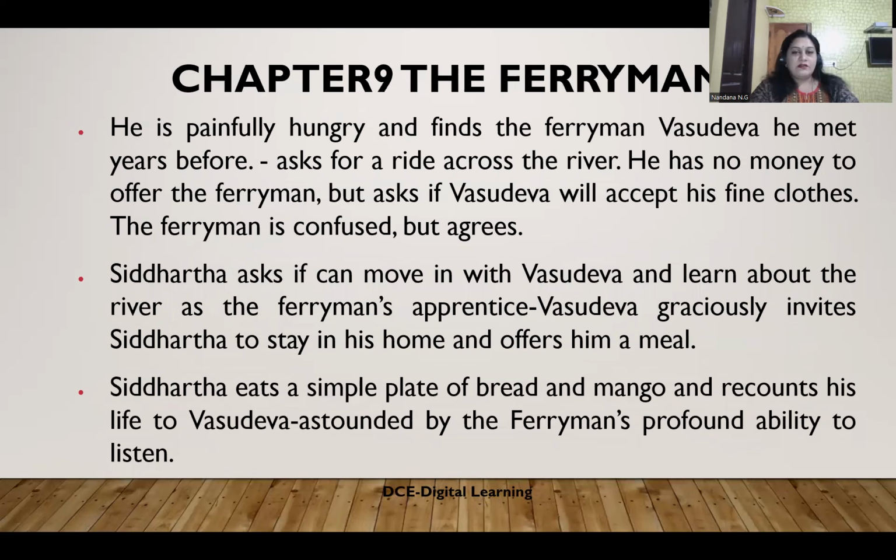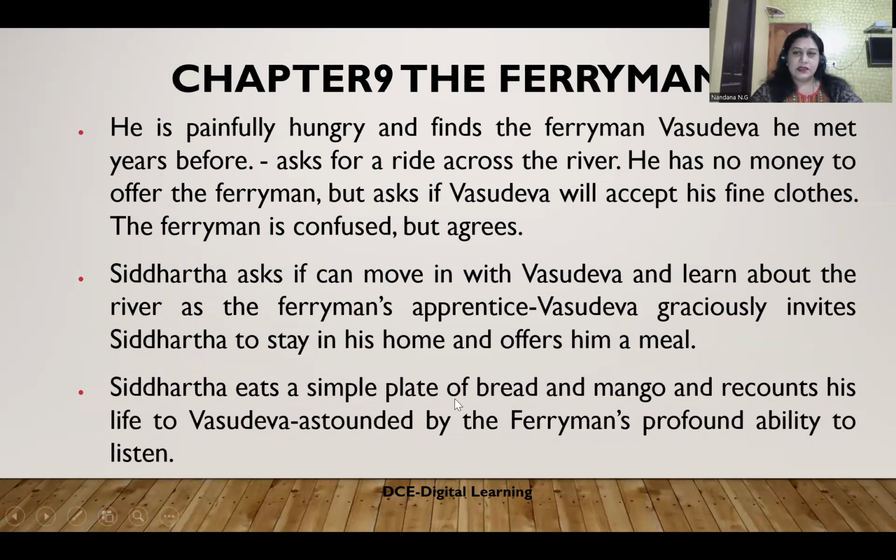But then he asks if Vasudeva will accept his fine clothes. The ferryman is confused, but he agrees. Siddhartha asks if he will move in with Vasudeva and learn about the river, as the ferryman's apprentice. Apprentice means a student. Vasudeva graciously invites Siddhartha to stay in his home and offers him a meal. Siddhartha eats a simple plate of bread and mango and recounts his life to Vasudeva. He is astounded by the ferryman's profound ability to listen.